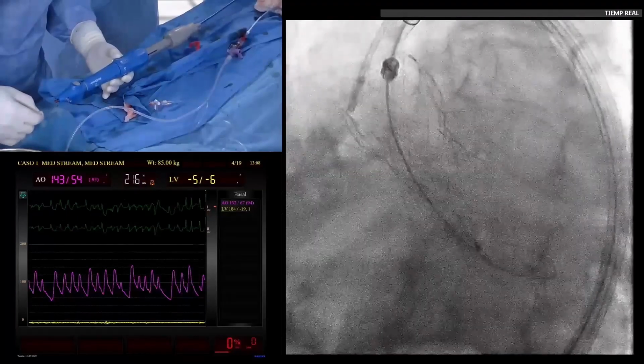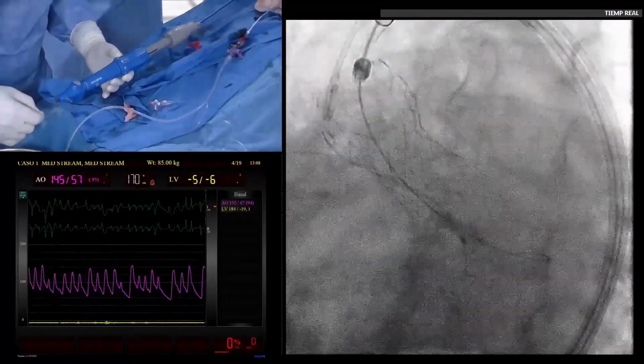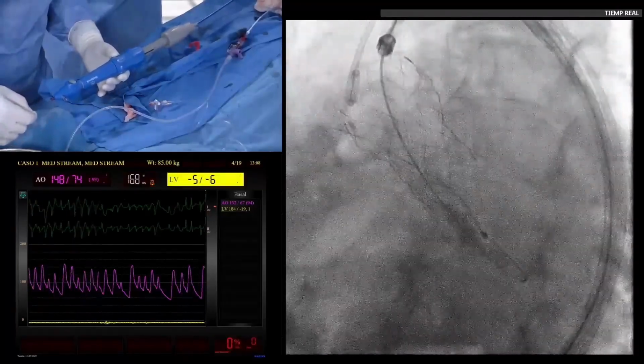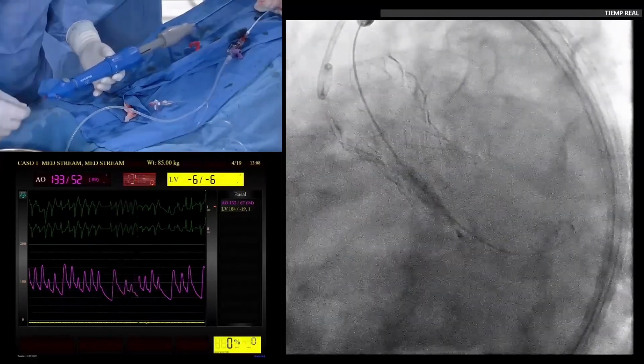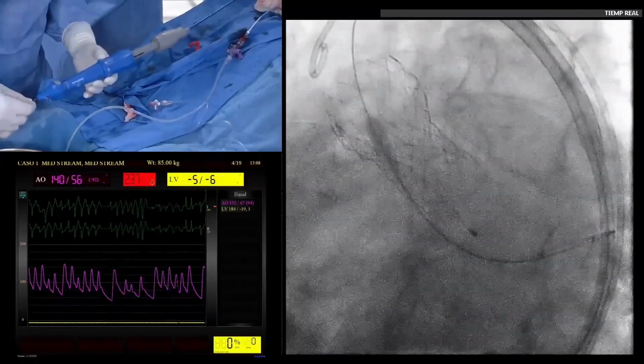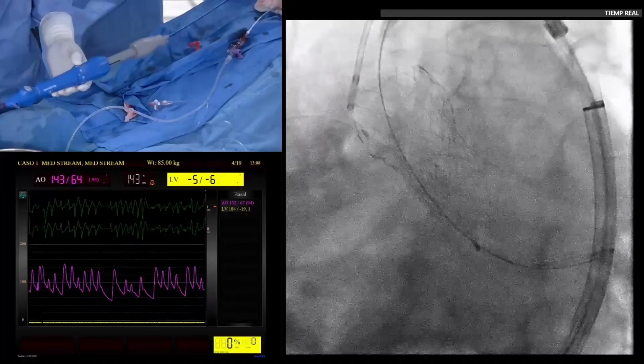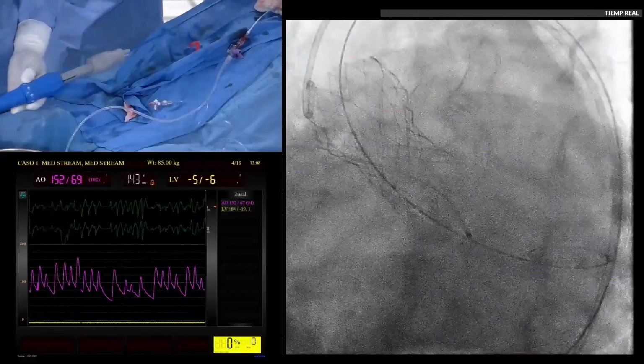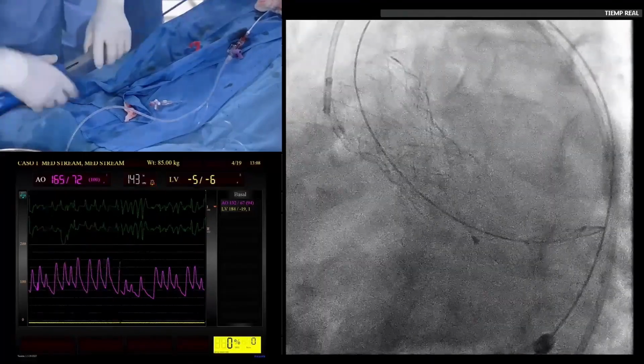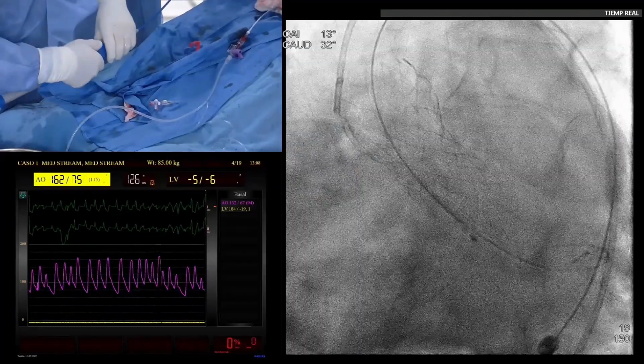So I am pulling the wire. As you can observe there, I can centralize the nose cone. And now I push the wire, and I have the delivery system with me. So we will prepare the introducer.